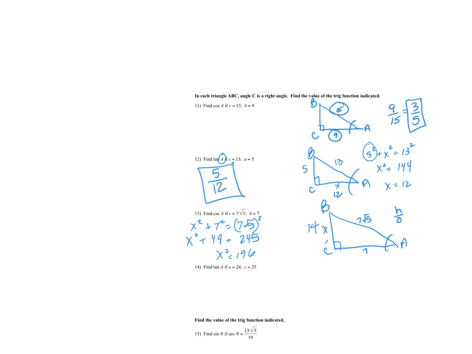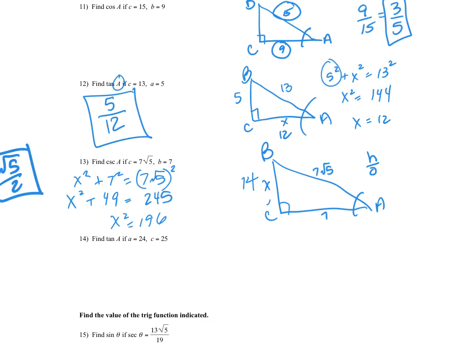I'm going to put it over here. 7√5 over the opposite, which is 14. And then the 7 over 14 reduces to 1/2, so it's √5 over 2.